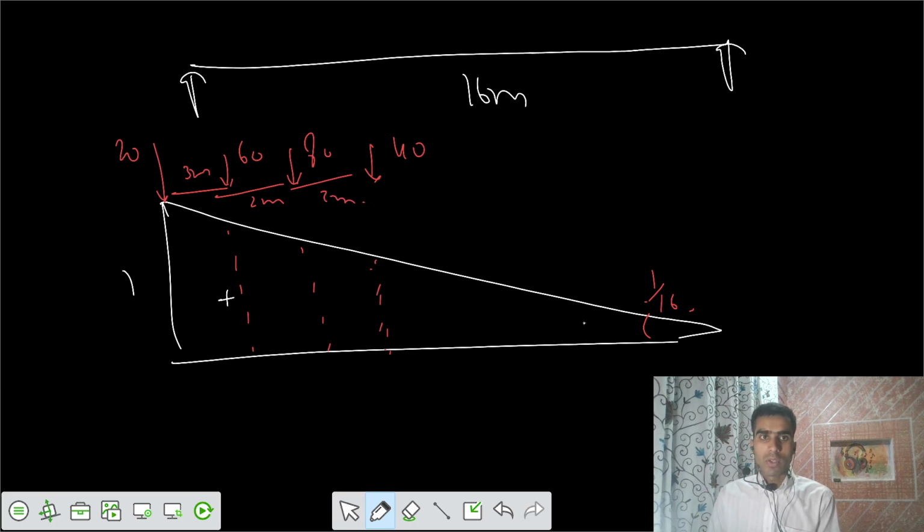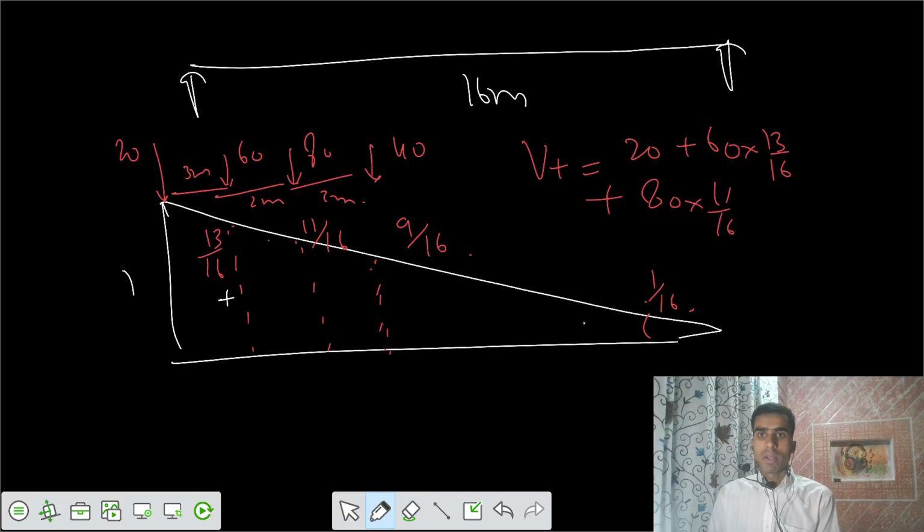This one would be equal to 13 by 16. This one would be equal to 11 by 16. This is 9 by 16. So then I would say V positive would be equal to 20 into 1 plus 60 into 13 by 16 plus 80 into 11 by 16 plus 40 into 9 by 16. So you would get a V positive of 146.25 kilonewton.